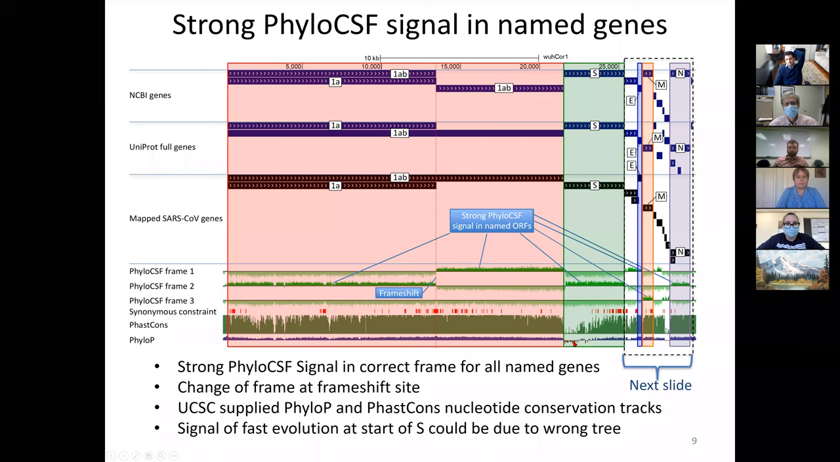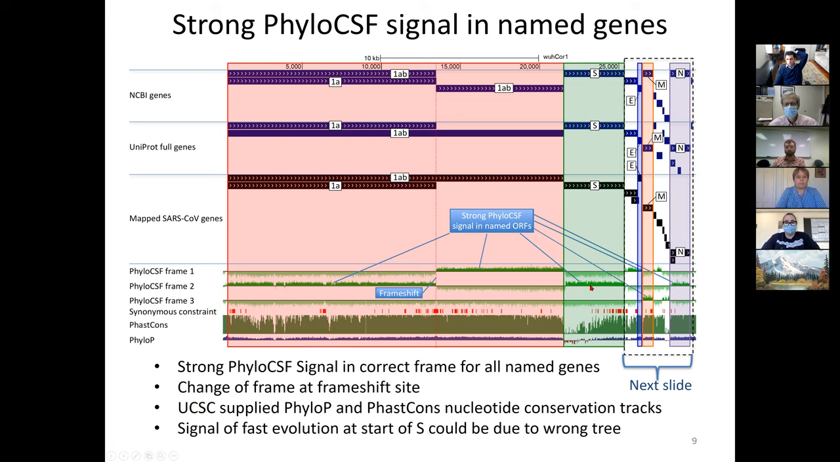So the second thing you'll notice is that, for example, the S1 protein has almost no conservation at the nucleotide level. If you look at FASTCONS or PhyloP, it actually has negative conservation. It appears that this region is just not functional if you just look at nucleotide evolution. But if you look at protein coding constraint, you see that even though it's super fast evolving, it's extremely conserved at the amino acid level. So that basically tells us that it's a super fast evolving protein rather than a fully unconstrained non-coding region.